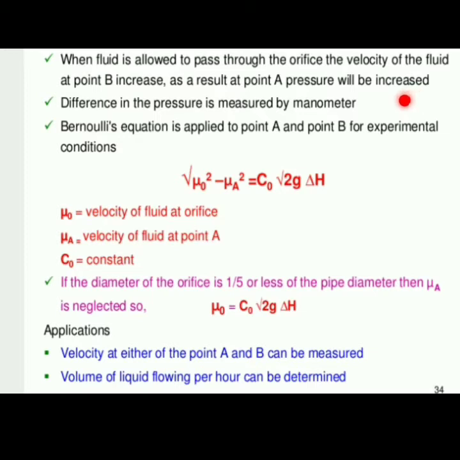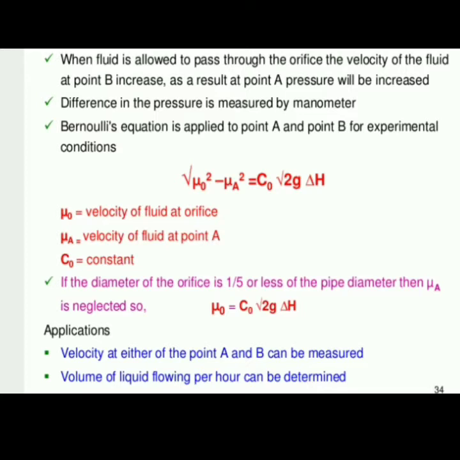It means that when the fluid stream is allowed to pass through the cross section of the orifice, the velocity of fluid at point B increases at the expense of pressure head. So what does it give as a result? The pressure at point A is higher than at point B because of the contraction. The pressure at point A is higher than at point B.